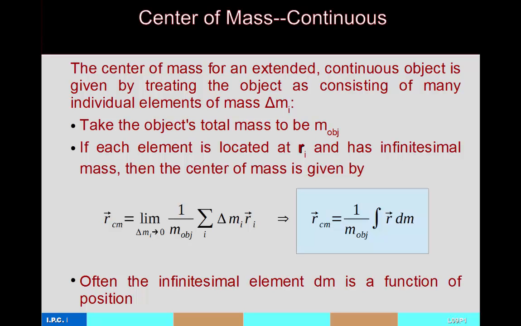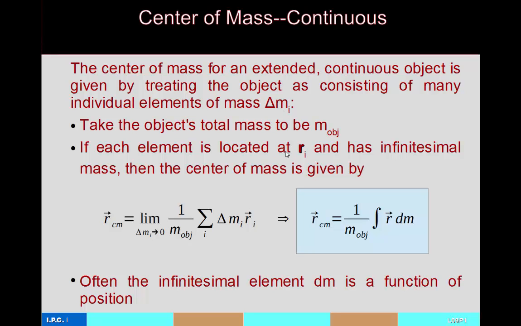So how do you deal with this latter situation in which the center of mass cannot just be located in the center of the object? In other words, how do you deal with the non-symmetric situation? Well, what you do is you treat the object as if it is a system of many individual elements, each having some mass delta m_i for individual mass. And we take the entire object to have a mass of m_object. So add up all these little individual masses, you get the mass of the object.